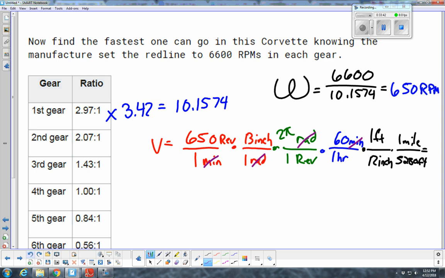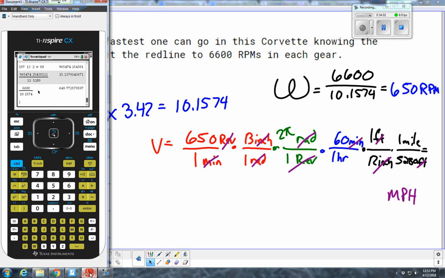So we can find out how fast this car can go in first gear all the way to the limit. A little bit of calculations here. We've got 650 times 13 times 2 pi times 60. Enter. Divided by parentheses, make sure you use parentheses, 12 inches times 5280. Close it. Enter.